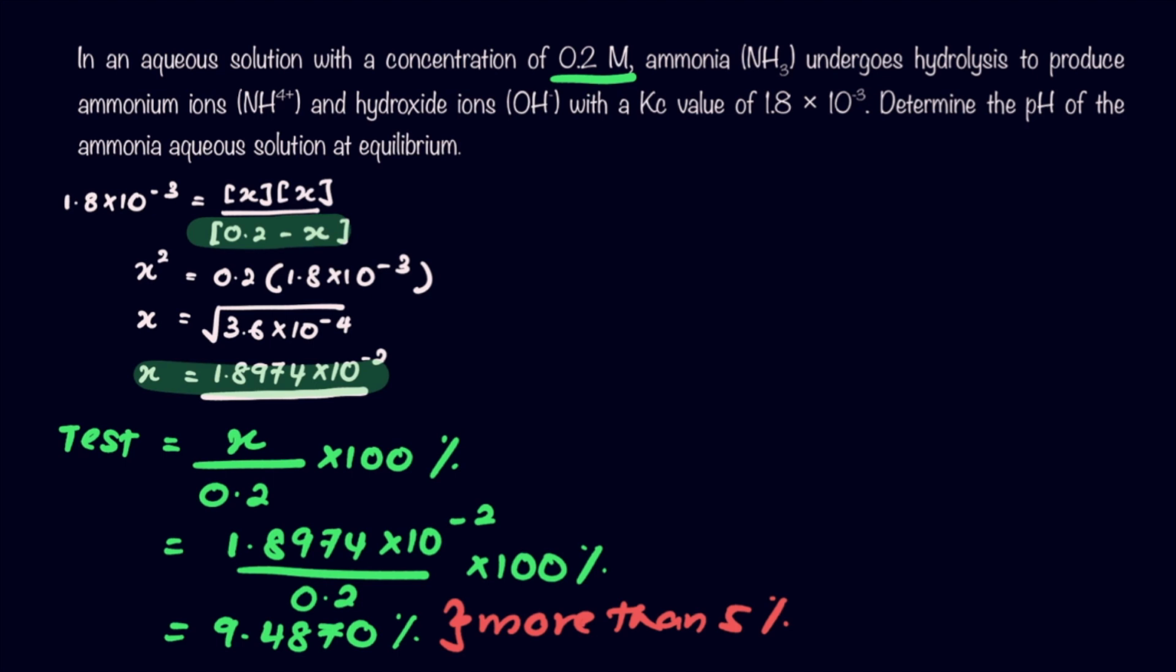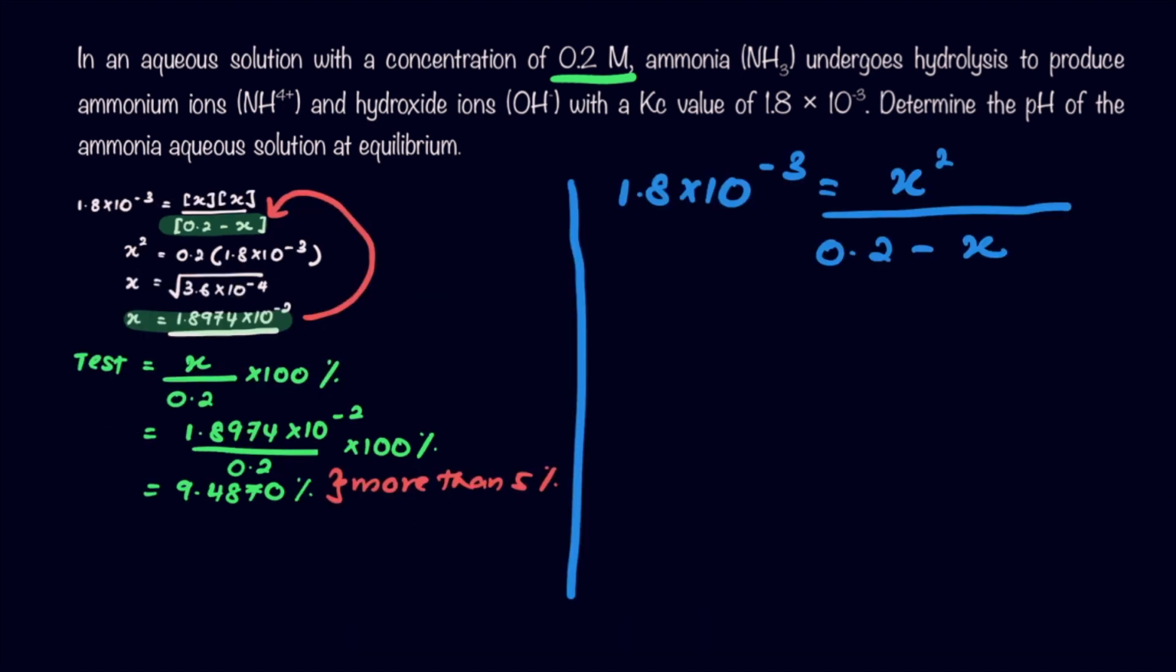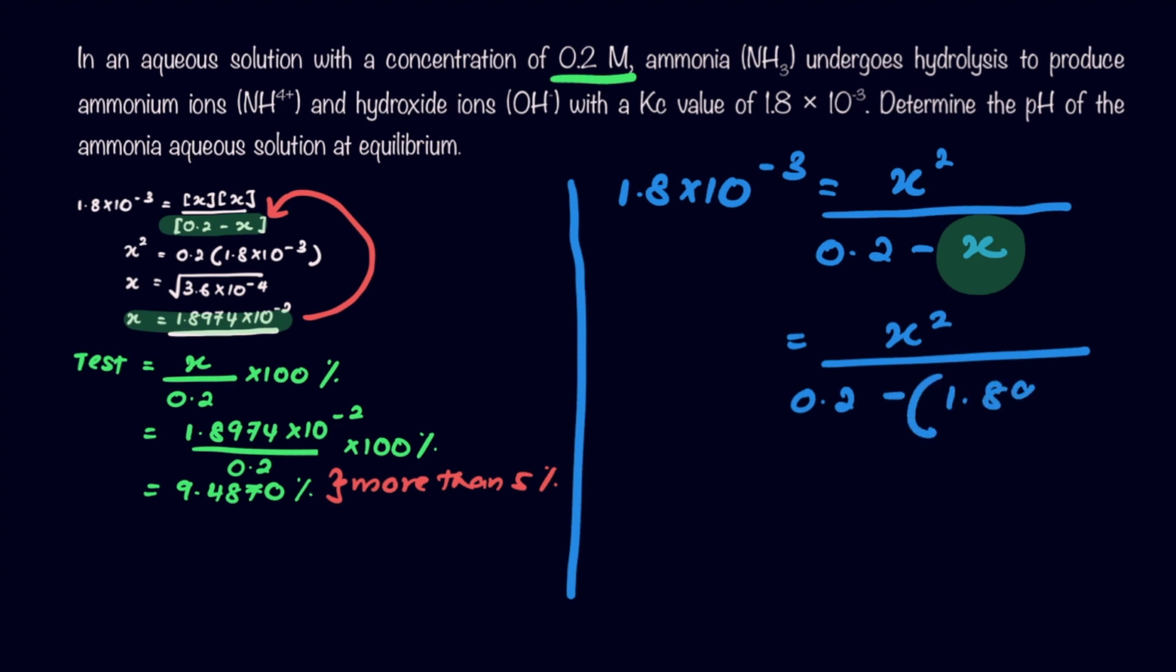So we are going to substitute this value into the x that we omitted just now in the approximation method. We substitute this x with the value of x that we calculated just now. So we will get x squared divided by 0.2 minus 1.8974 times 10 to the power of negative 2.